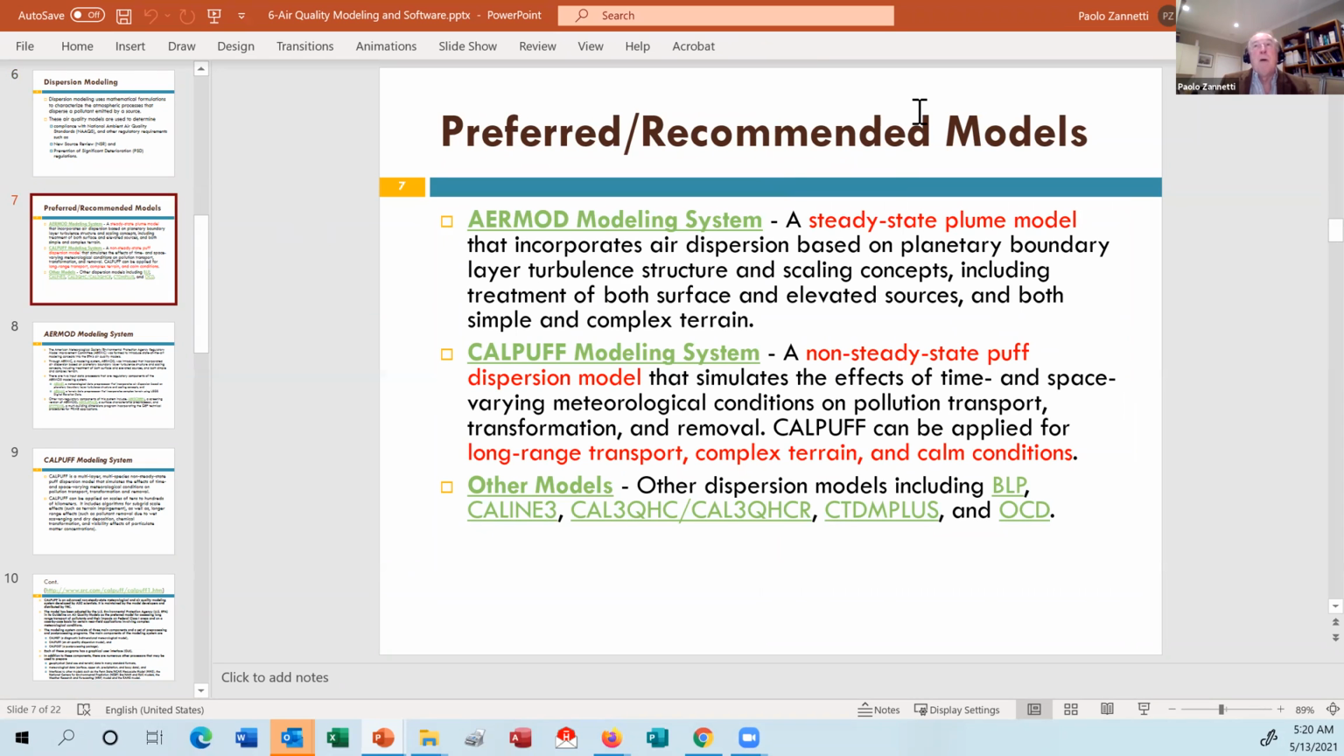We already talked about the preferred model, only AirMod these days. CalPuff is not preferred anymore. AirMod is a plume model. Every hour is a steady state.